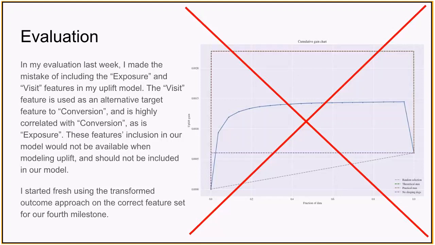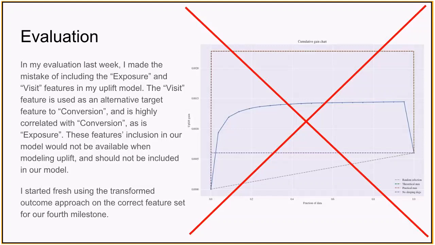should not be included as independent variables within my model. So I mistakenly included the exposure and the visit feature within the model. The visit feature is included in our data set as a different target variable if we want to build a model towards that rather than the conversion. And then the exposure variable is whether or not a user in our data set was served an ad or not.